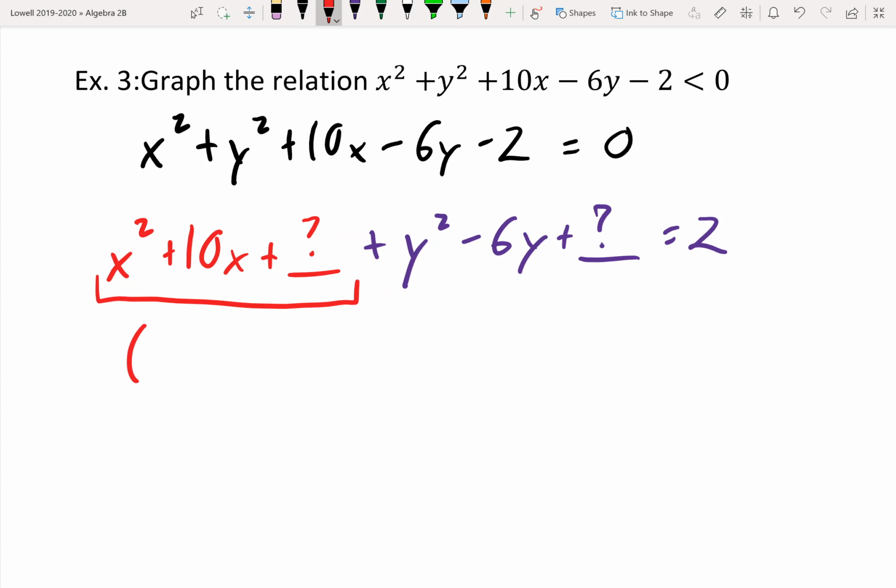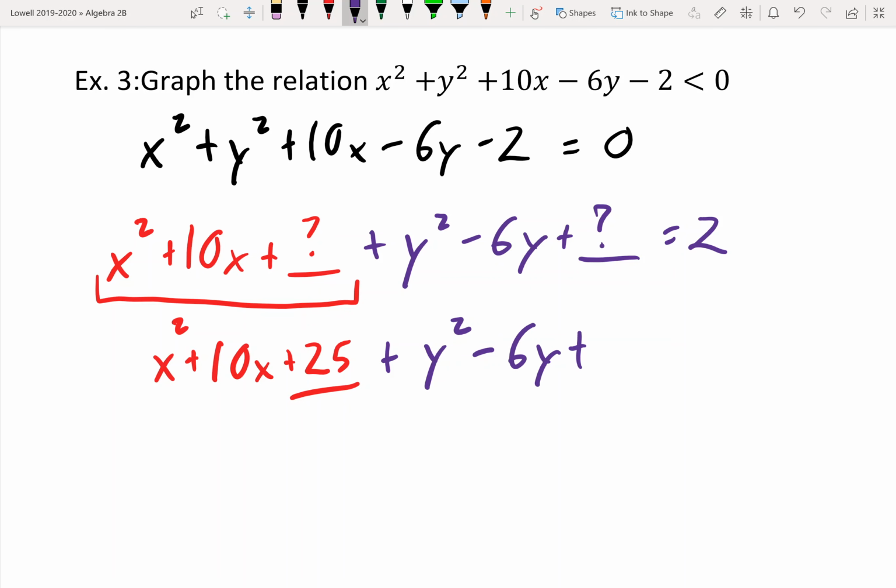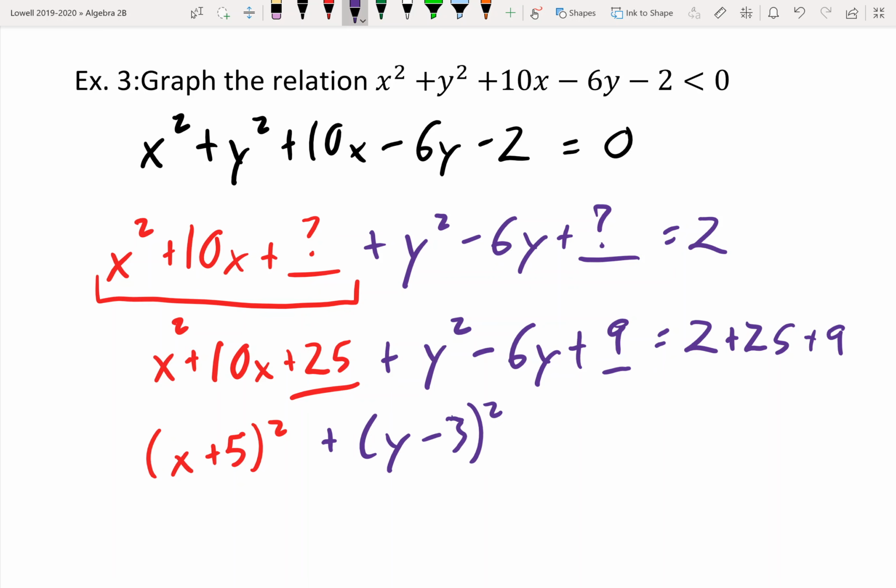But this is going to end up being x plus, I'll slow it down, I won't go the whole way. Plus, I'm going to have to add in 25 for the x's, and to complete the square for the y's, I'm going to have to add in 9. So I have the 2 on the right side, but now I have to add in 25 to both sides, but also 9, so don't forget to add both of those. Now when I factor, this is a perfect square, and I'll have x plus 5 squared, and then for the y's, it'll be y minus 3 squared. And that's going to equal, I believe, 36.